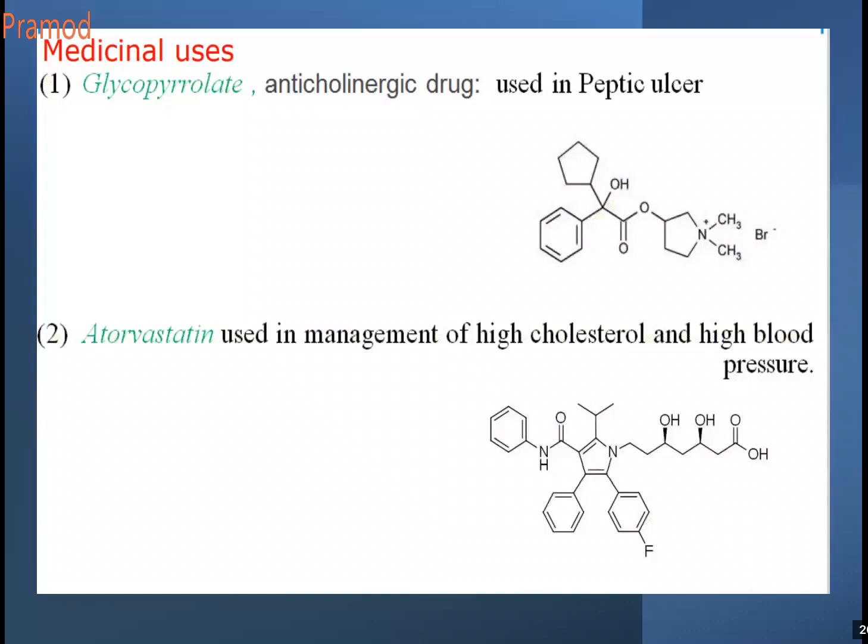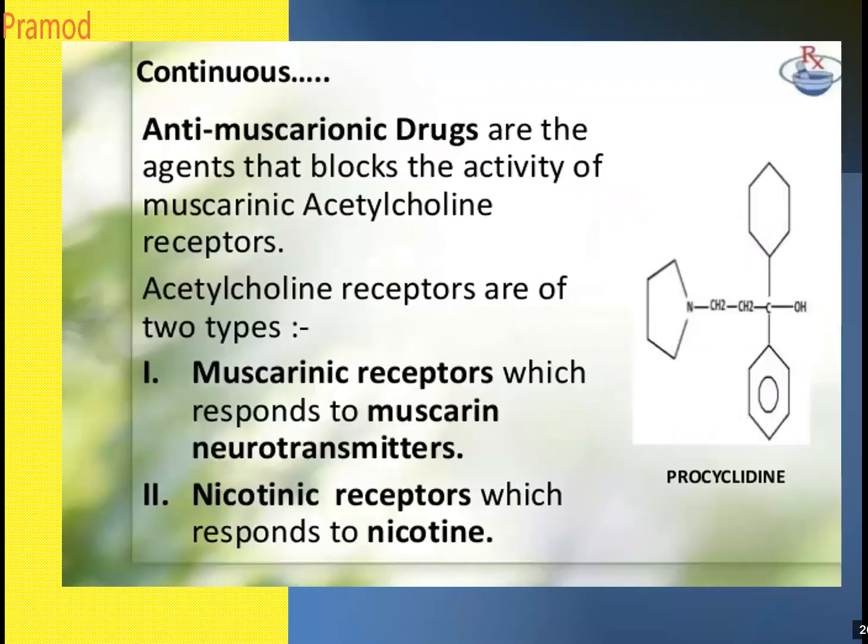Some examples containing the pyrrole ring. An example is glycopyrrolate. It is an anticholinergic drug which is used in peptic ulcer. Another example is atorvastatin, which is used for high cholesterol. It is an HMG-CoA reductase inhibitor, which inhibits cholesterol biosynthesis. So these are the examples of drugs.